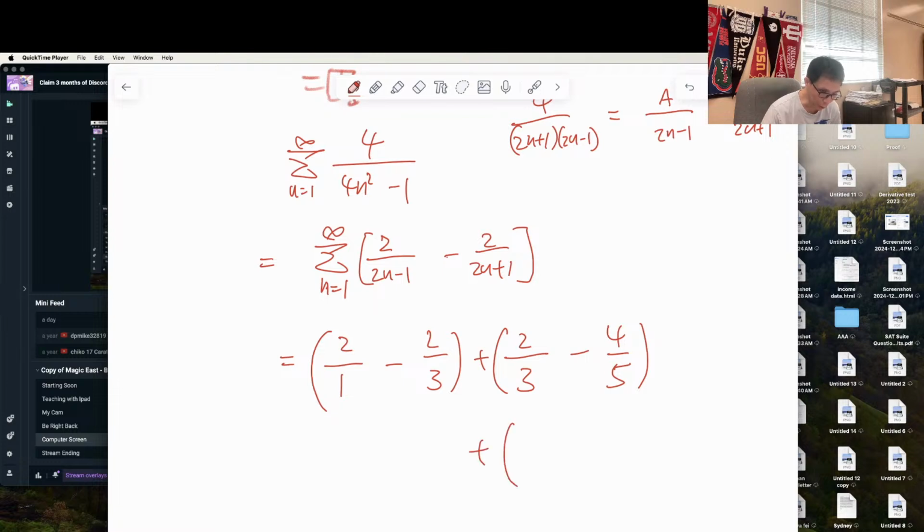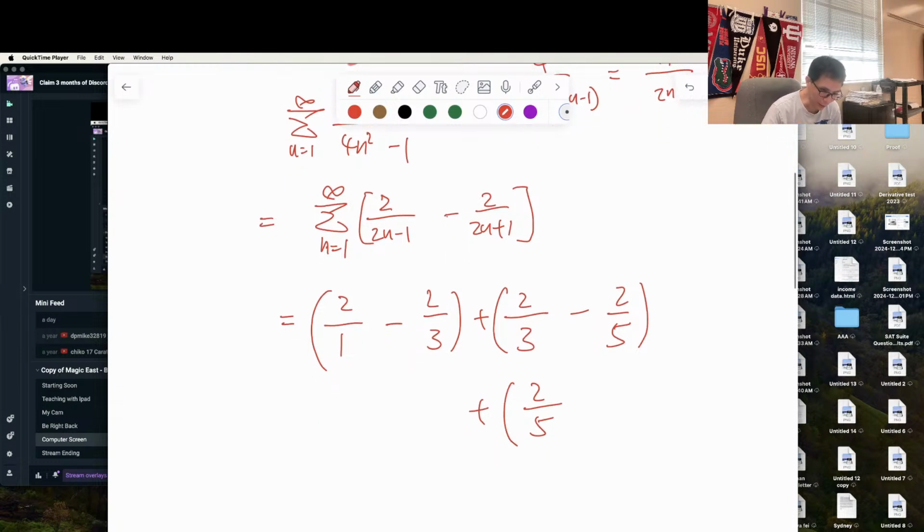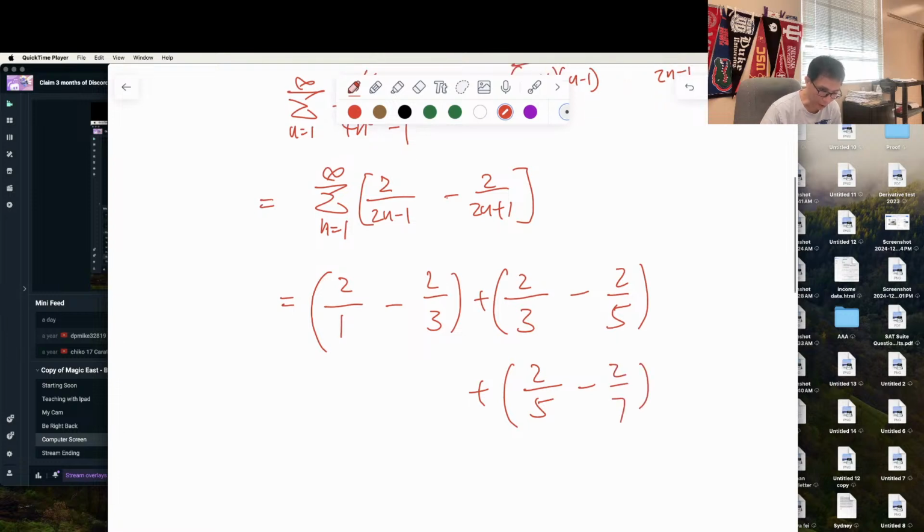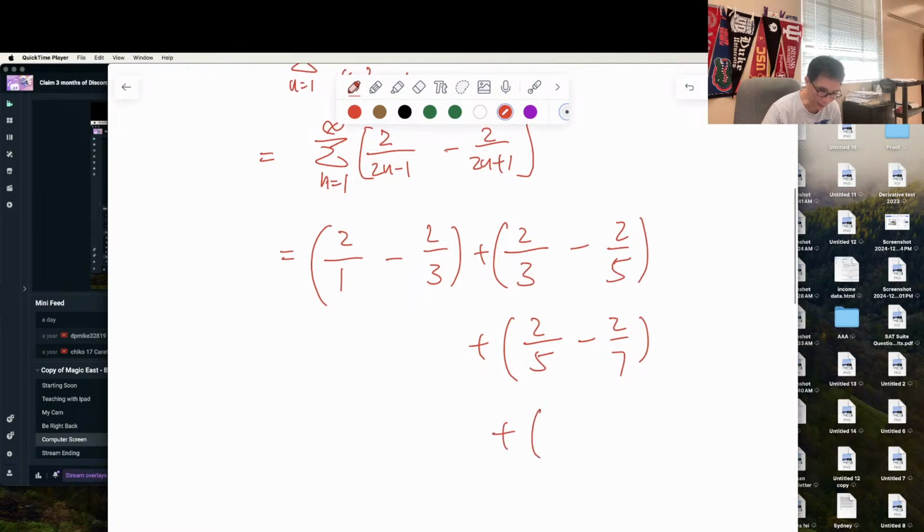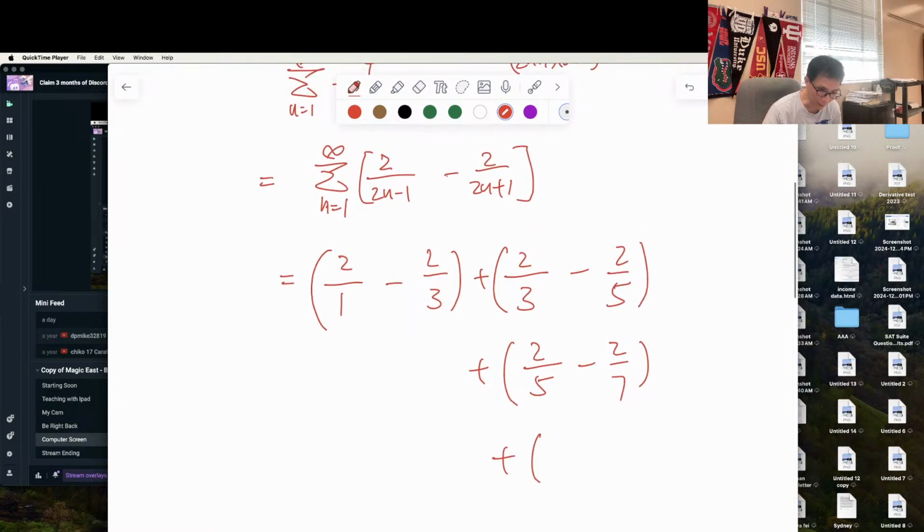We're gonna do a few more terms. And then when n equal to 3, it'll be 2 over 5. Wait, did I do something wrong? This is not 4, this is 2 over 5. I wrote it wrong. And then what's the other one? Yeah, 2 over 7. I'll just do one more just in case. Plus, what happens next? 2 over 7 minus 2 over 11.